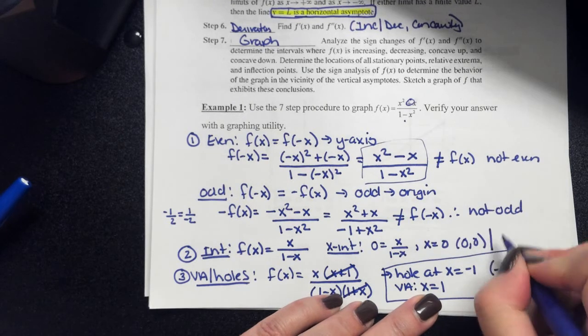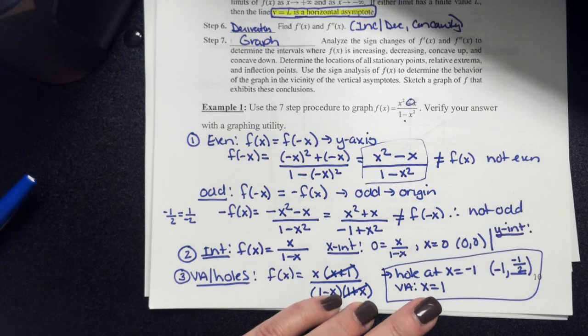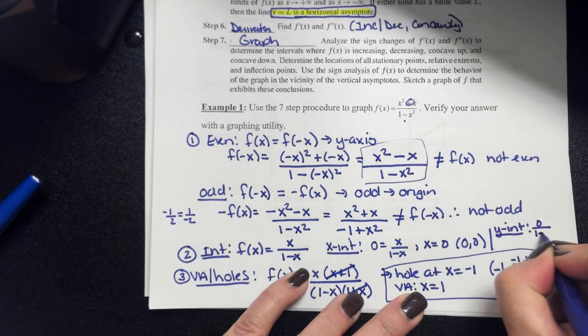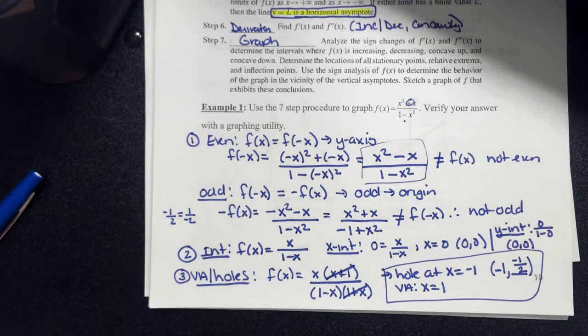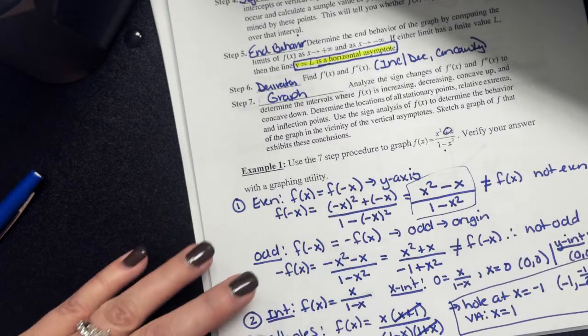The y-intercept. This is where x has to be equal to 0. So if I plug in 0, 0 over 1 minus 0, I have a y-intercept at (0, 0). So I've found my step 3.